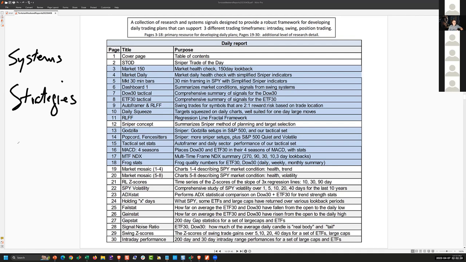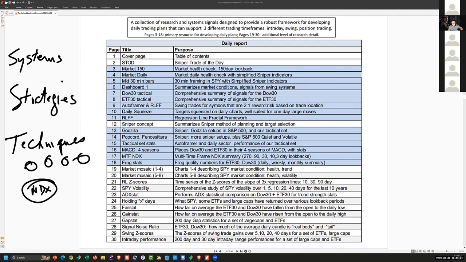I also have techniques, and these turn out to be like little modules. Like the NDX is just an indicator that can be used to inform a strategy or to build a system. So techniques are like modules, like the no lose plus dinner for two, the NDX, the ATR percentage, the color coding, and then there's tips. These are just good things to know.